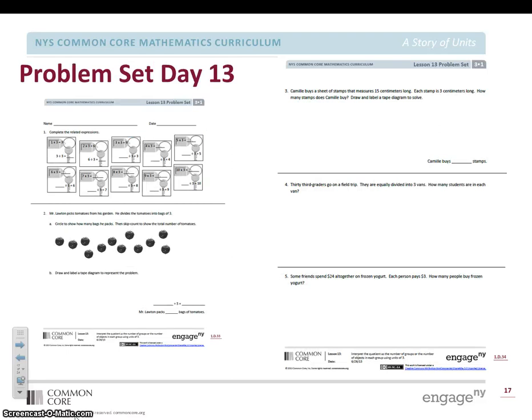The problem sets are included for every day of lessons. They usually are 2 pages. You'll look at the first components with some math structures or pictures, and then more word problems at the end on this particular day 13 homework.